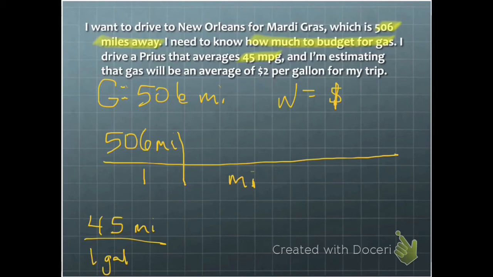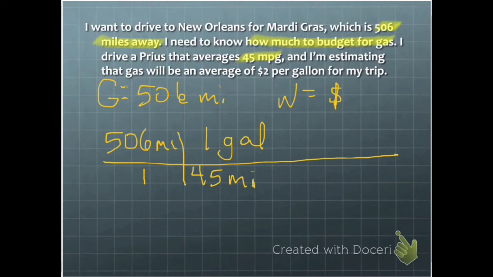But that's not the way we need it, is it? Because where are my miles? They're on the bottom. So I'm going to put my 45 with my miles, and then on top, that leaves me my 1 gallon. All right. So if I cancel out the units I've used so far, I have miles on top, I have miles on bottom, and I'm left with gallons, but I want money, and I'm not to money yet. So that means I'm going to need another unit conversion.